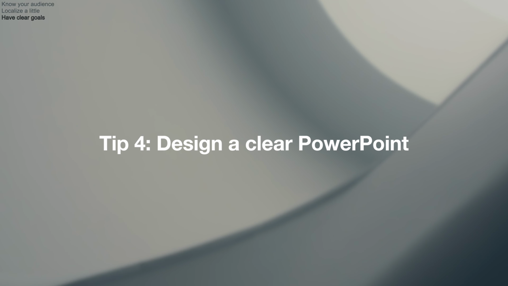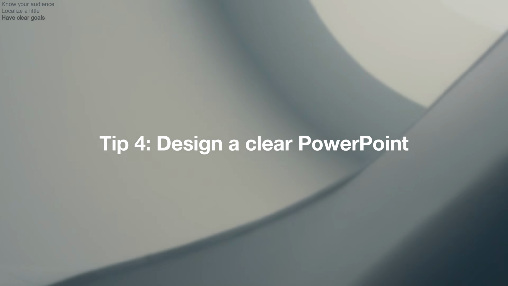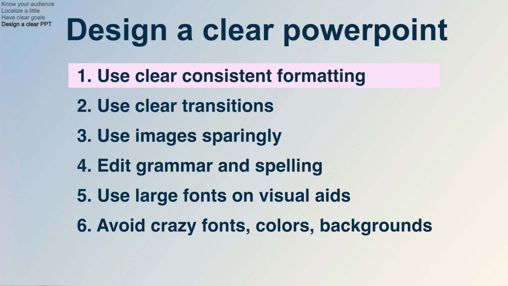Tip 4. Design a clear PowerPoint. Here are my main suggestions for designing a clear PowerPoint. Use consistent formatting. All main titles should be the same font size and font color. Use clear transitions. If you're changing topics, put a title slide with no information on it. Use images sparingly. Edit the grammar and spelling.